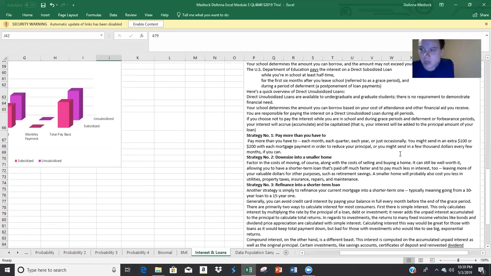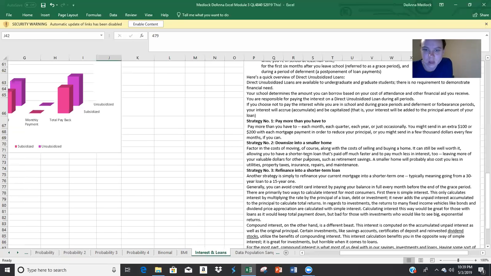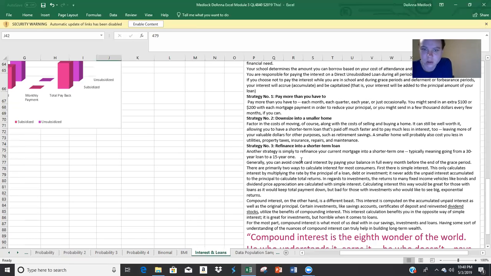So strategy number one, pay more than you have to each month, each quarter, each year. Just occasionally you might send in an extra $100, $200 with each mortgage payment in order to reduce your principal, or you might send in a few $1,000s every few months if you can. And this is just telling you how you can lower your interest.